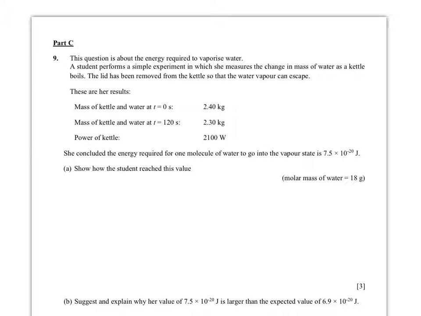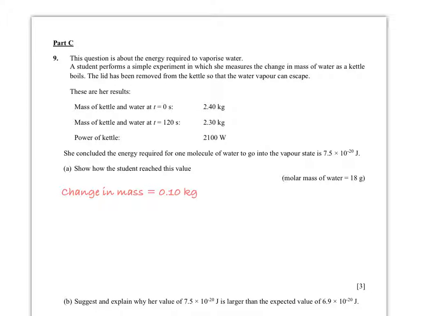And we're asked to work out the energy required for 1 molecule of water to turn to the vapour state. So, what do we need to do? We're told the molar mass of water is 18 grams, and we need to work out how we get to this value of joules per molecule. So, we need to work out how much mass has been vaporised, what that means in terms of the number of molecules vaporised, and if we work out what the total energy is, then we can just do total energy divided by number of molecules. That's the energy for 1 molecule.